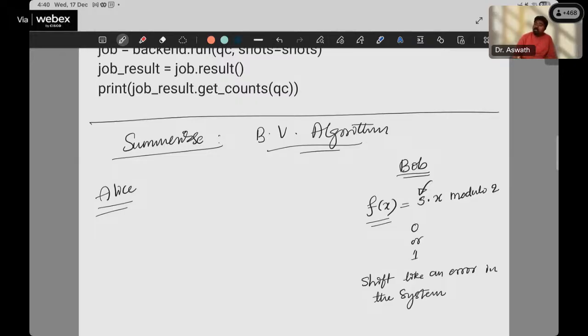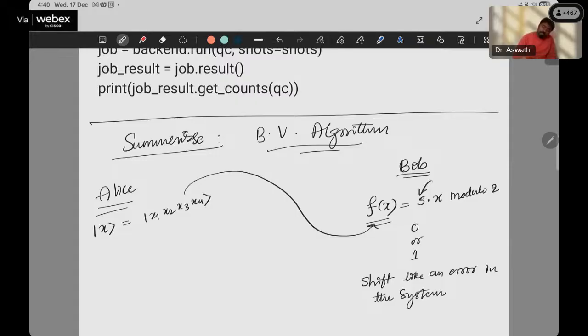For that, what Alice will do is prepare all the queries depending on the size of f of x. If it's a 4-bit string or 3-bit string, accordingly the x value is prepared. If f of x is causing a 4-bit shift, x would have x1, x2, x3, x4. Alice will prepare that and send it to Bob.